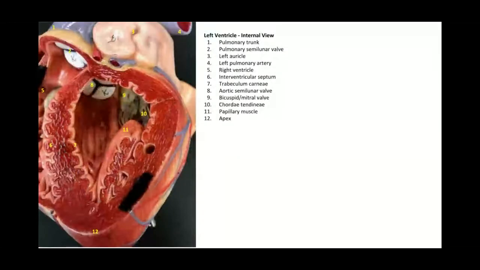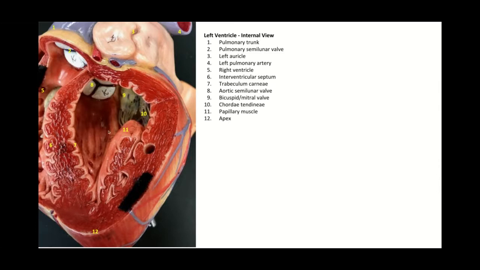On the other side, we have the left ventricle. In the left ventricle first, again, you can see the septum. This is the septum, or interventricular septum, with number 8. On the right side, you have number 5, which is the right ventricle, and here you have the left ventricle.